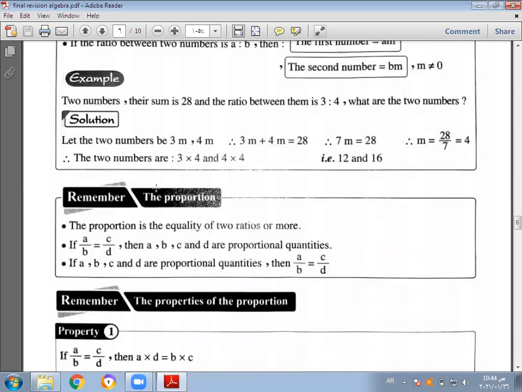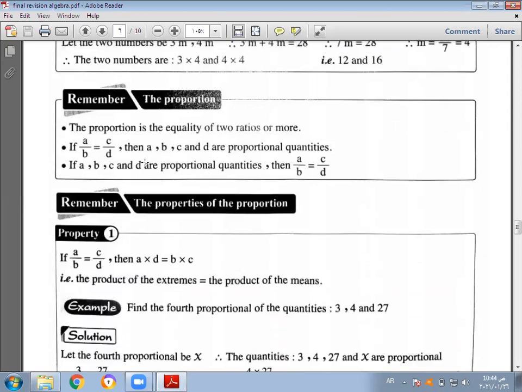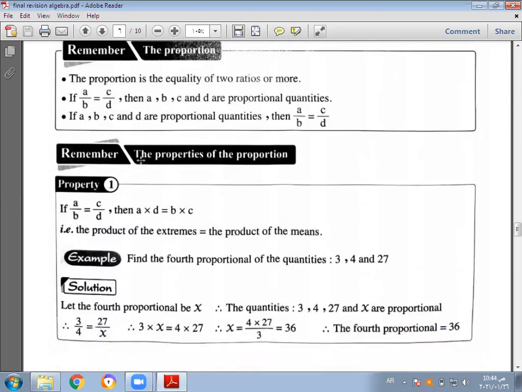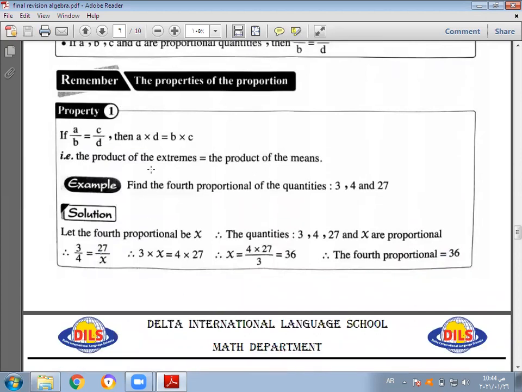What about the proportion? Proportion is the equality of two or more ratios. If A over B equals C over D, then A, B, C, and D are called proportional quantities. If A, B, C, and D are proportional quantities, then A over B equals C over D. The properties of proportion. Property number one: if A over B equals C over D, then A times D equals B times C. This means the product of extremes equals the product of means.